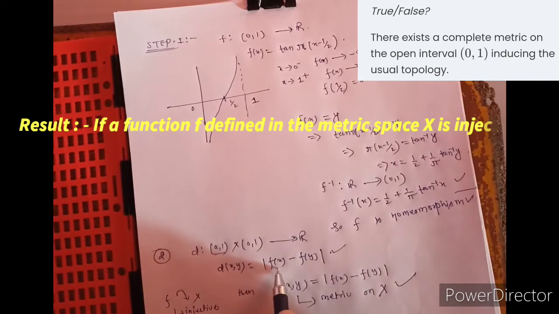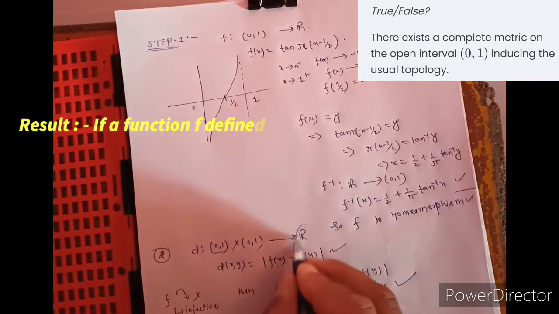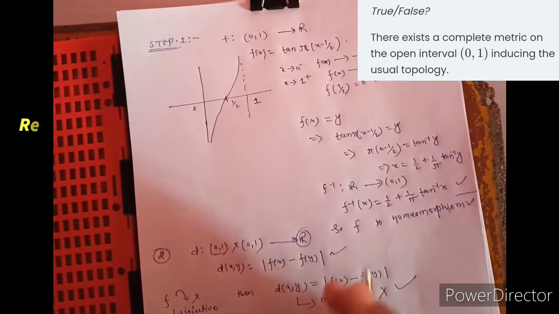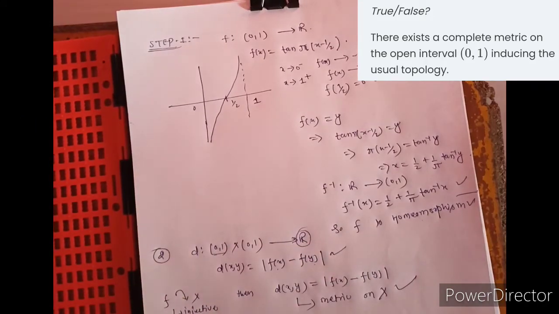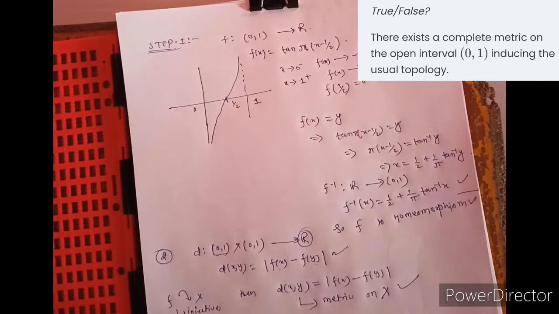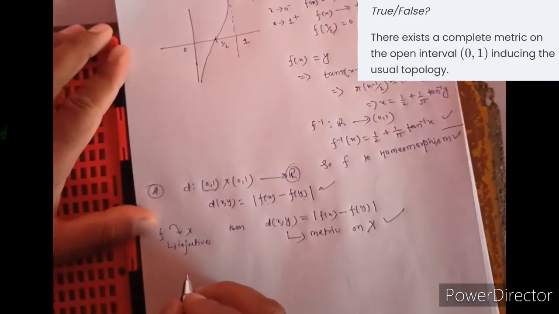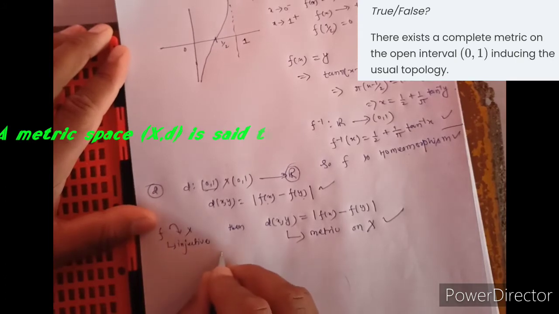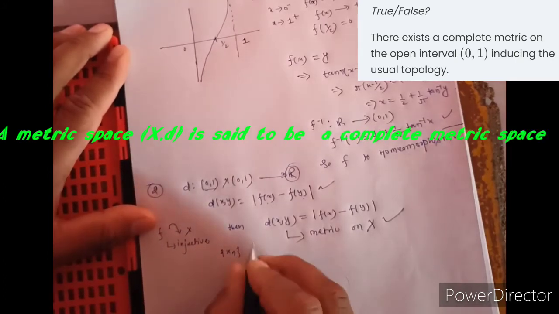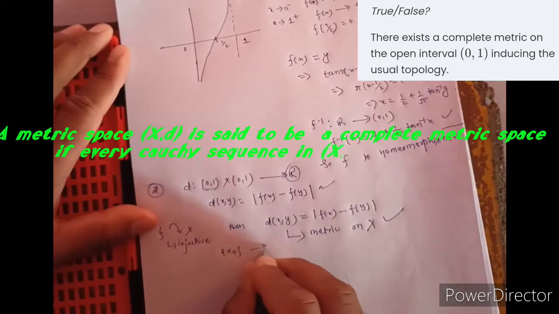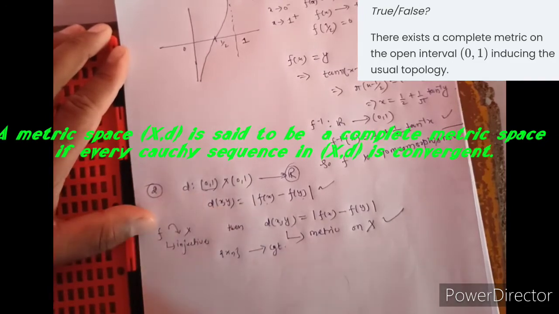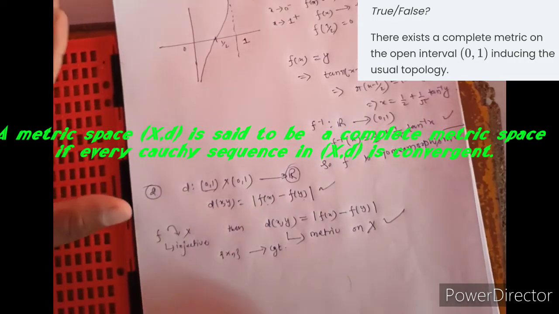See, this is the difference between two points in R, so it is the usual metric on R. That's why it will induce the usual topology, because the usual metric on R induces the usual topology on R. Now we need to show that this metric d is a complete metric. We know that a metric space is complete if any Cauchy sequence x_n in that metric space is convergent. Then we say that the metric space is complete.